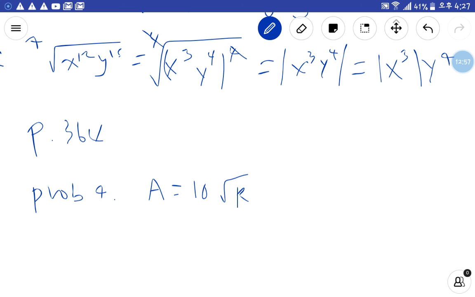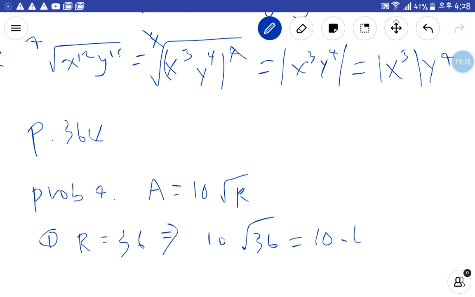That's kind of simple. We just plug in 36 and 90 into the radical and calculate. So in my first case, my R is 36. Now what do I do? 10 times radical 36 becomes 10 times 6, which is 60. That's my first A, right? And then my second, that's 60, that's it.